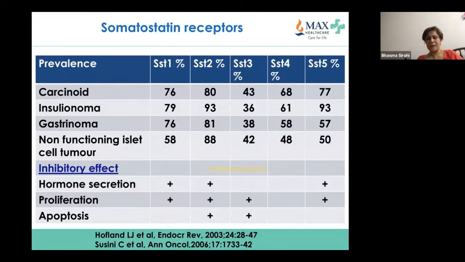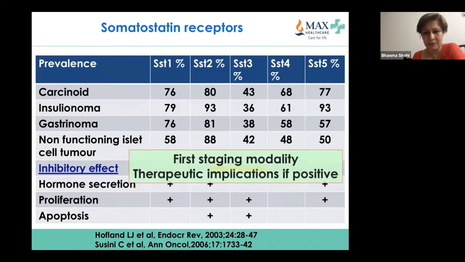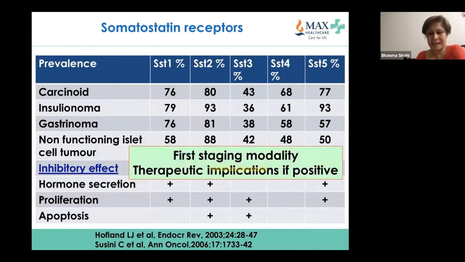So I'll now come on to the somatostatin receptors, where 80% of neuroendocrine neoplasms will express somatostatin receptor 2, and these are the various types of NENs which show the level that they are expressed. But most of the drugs that we have target somatostatin receptor 2. This is the first staging, so that's why we do the HighNeck Tox scan and the DOTA scan, which look out for these receptors. It's a staging modality, but also has treatment implications like PRRT, which we will talk about if it is positive.